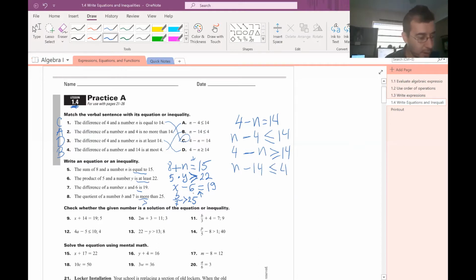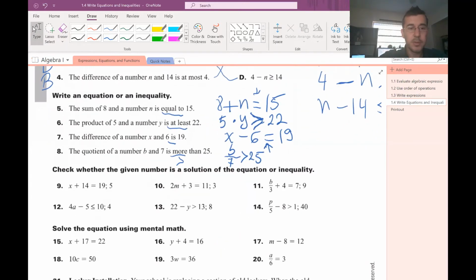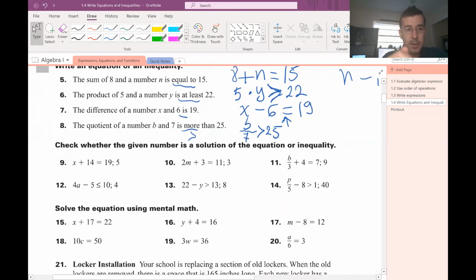Okay. Next one, number 9 through 14, check whether the given number is a solution of the equation or inequality. So here, zoom in a little bit. Okay. We have to substitute. So we have to substitute 5 for x. So 5 plus 14 is 19. So that is correct. Yes. Because 5 plus 14 equals 19. 19 equals 19. So check whether the given number is a solution. Yes. Number 9 is yes.